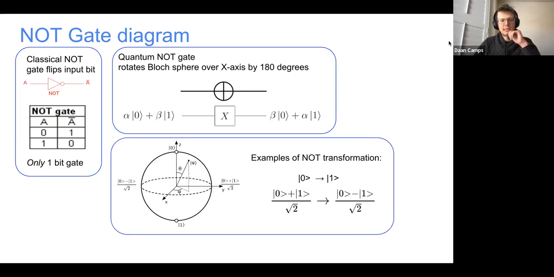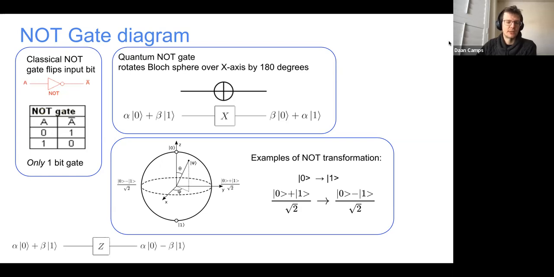And in contrast to the classical picture, a NOT gate can take any state on the Bloch sphere to the opposite state, rotated 180 degrees. So we can go from 0 to 1, but we can also go from the superposition on the right side of the equator of the Bloch sphere to the superposition on the left side of the equator. So there are more options here with just a single NOT gate. And besides that, there are more options for single qubit gates.